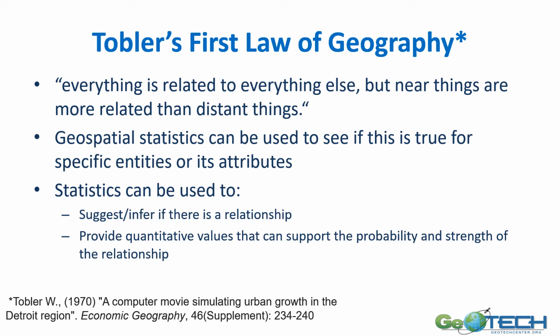Tobler's first law of geography states that everything is related to everything else, but near things are more related than distant things. Geospatial statistics can be used to see if this is true for specific features or entities and their attributes. It can be used to suggest or infer a relationship and actually provide some quantitative values that can support the probability and strength of the relationship.